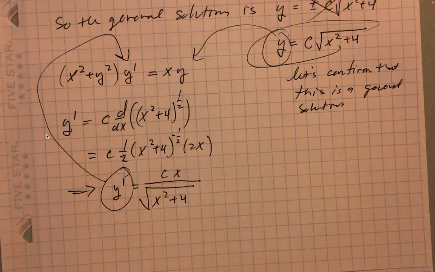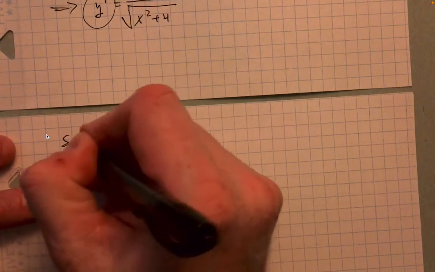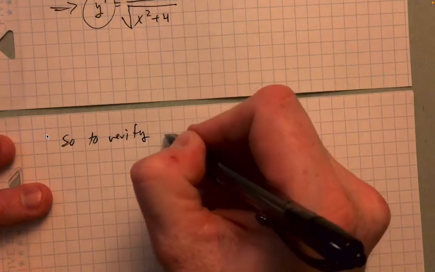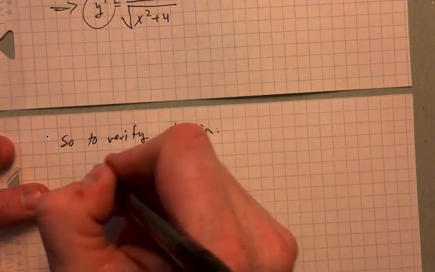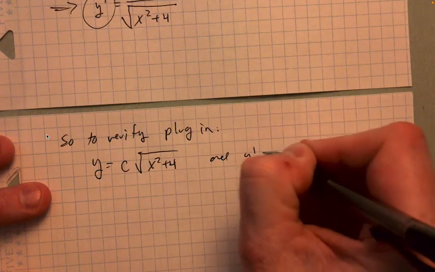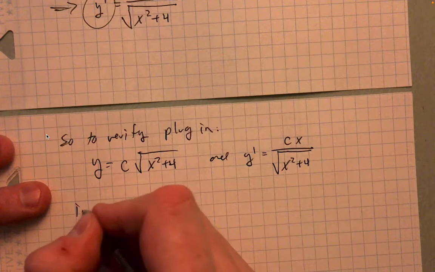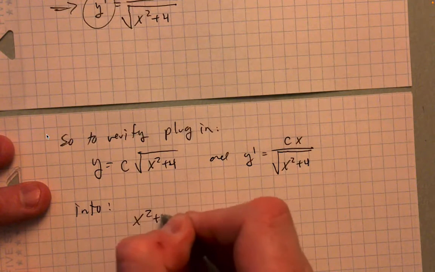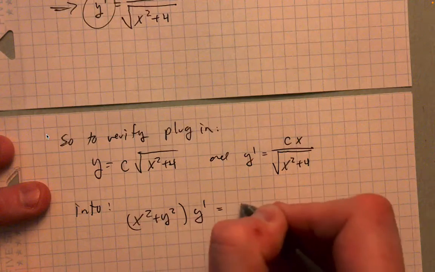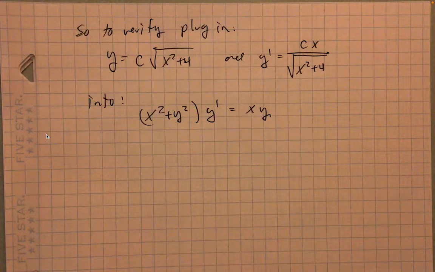When we do that, this differential equation needs to be satisfied. We ought to get a true statement. So to verify, we need to plug in y equals c times the square root of x squared plus 4, and y prime equals c times x over the square root of x squared plus 4, into x squared plus y squared times y prime equals xy. We need to test it in that differential equation.